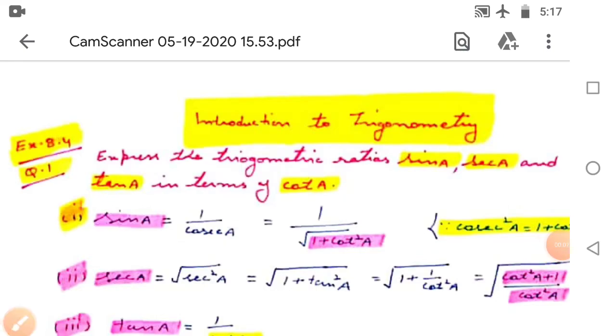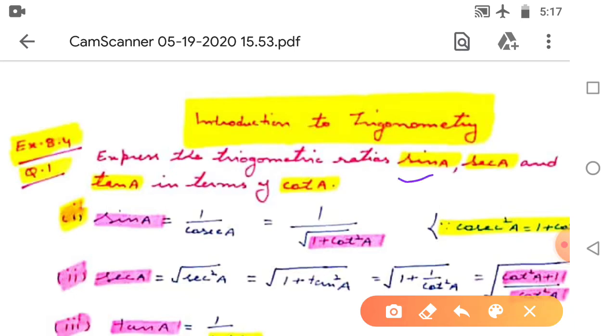Let us start exercise 8.4, Introduction to Trigonometry. Question number 1. Express the trigonometric ratios sine A, sec A, and tan A in terms of cot A. In terms of cot A, we need to find the value of sine A in terms of cot A, sec A in terms of cot A, and tan A in terms of cot A.